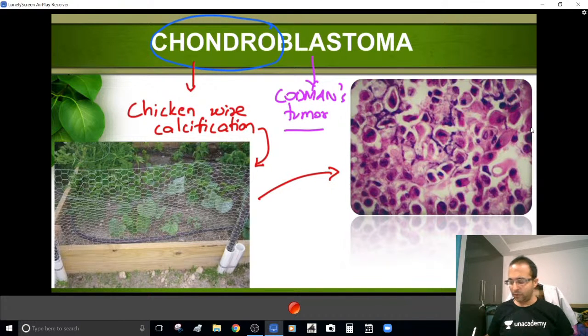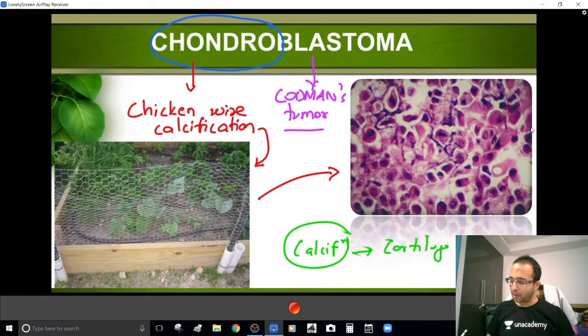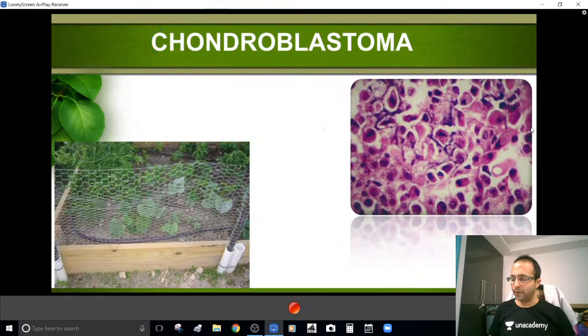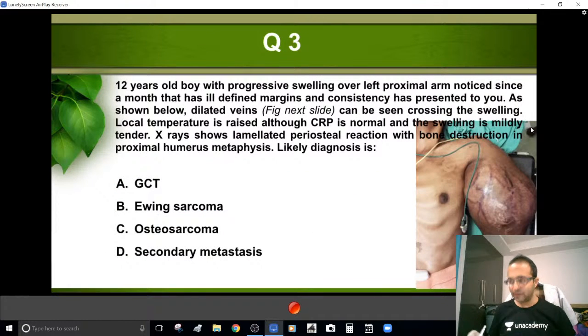But I hope you are clear, with a very, very crystal clear message from me, that if ever you find calcification in a tumor, it has to be a cartilaginous tumor. Else you are not going to find calcifications. Clear now? Fine. So one last question from my side.